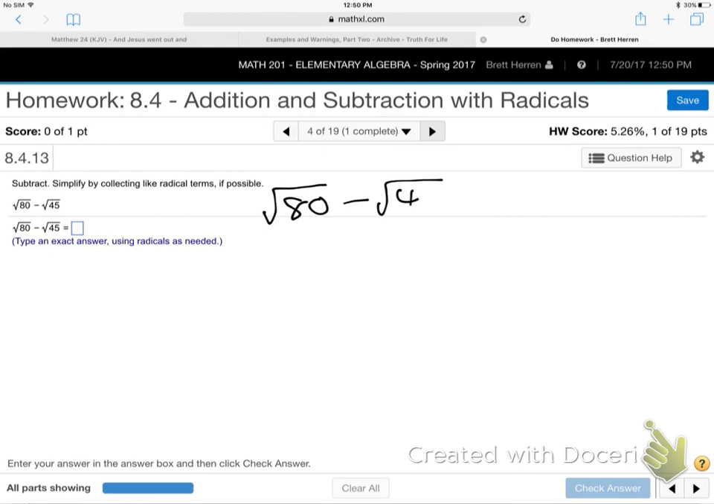Root 80 minus root 45. So try that one. So break down that 80, break down that 45. And they should become like roots when you do.